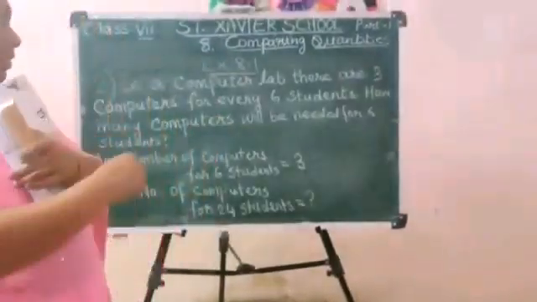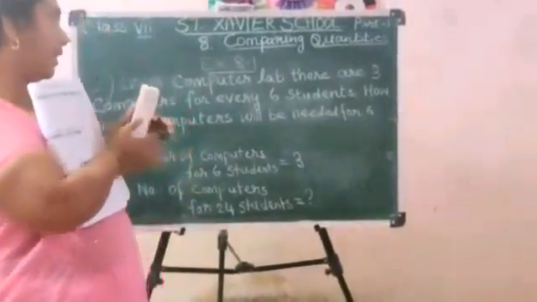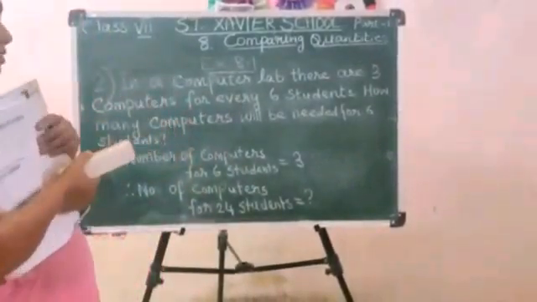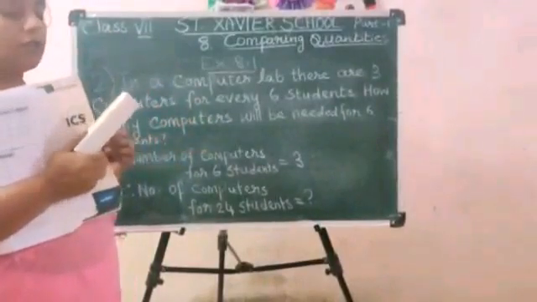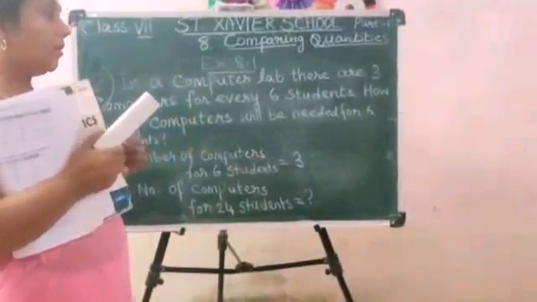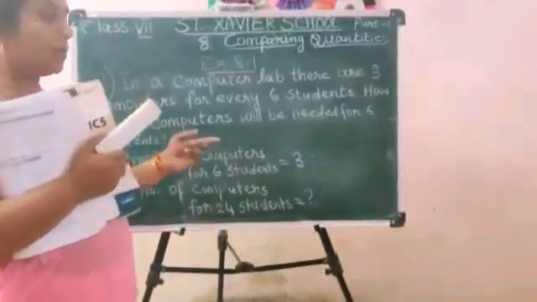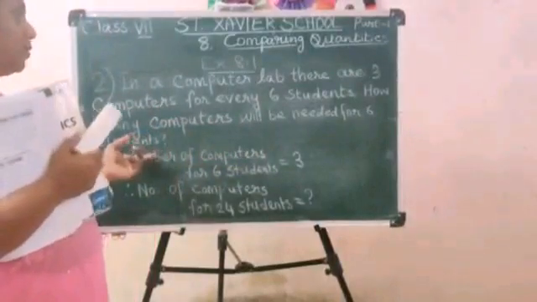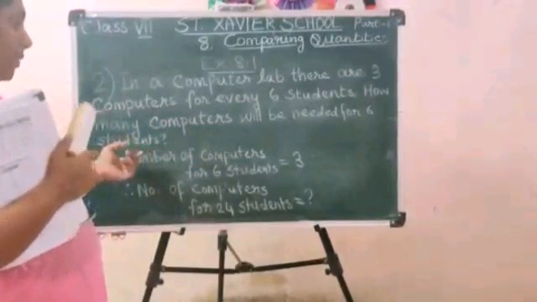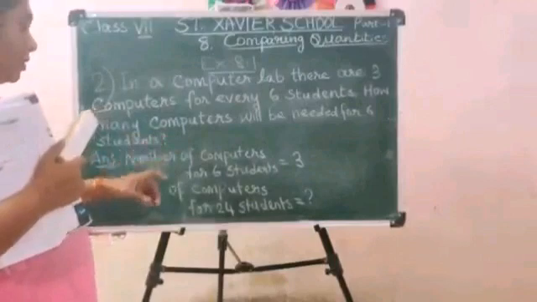Question number 2. In a computer lab there are 3 computers for every 6 students. That means for 6 students there are 3 computers. So how many computers will be needed for the 24 students here?